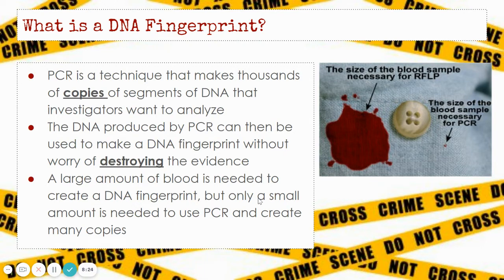PCR is a technique that makes thousands and thousands of copies of segments of DNA that investigators want to analyze. The DNA produced by PCR can then be used to make a DNA fingerprint without worry of destroying the actual evidence that was collected. A large amount of blood is needed to create a DNA fingerprint, but only a small amount is needed to use PCR and create many copies. So you can see here, this large blood stain, that's how much we need to run a good DNA fingerprint. That tiny little drop there is all that's necessary for us to do PCR.